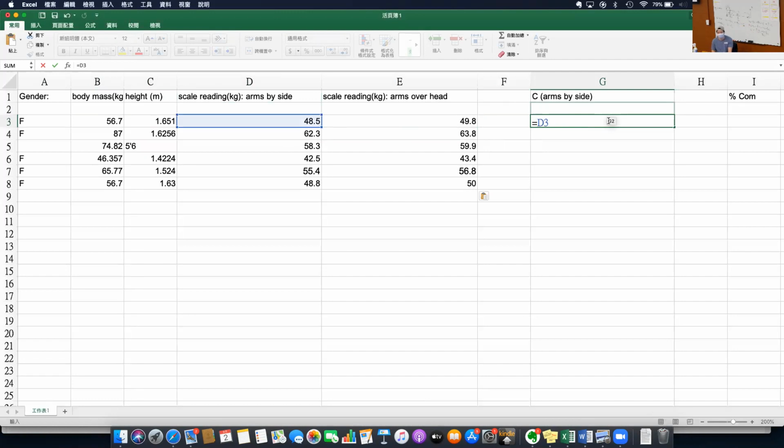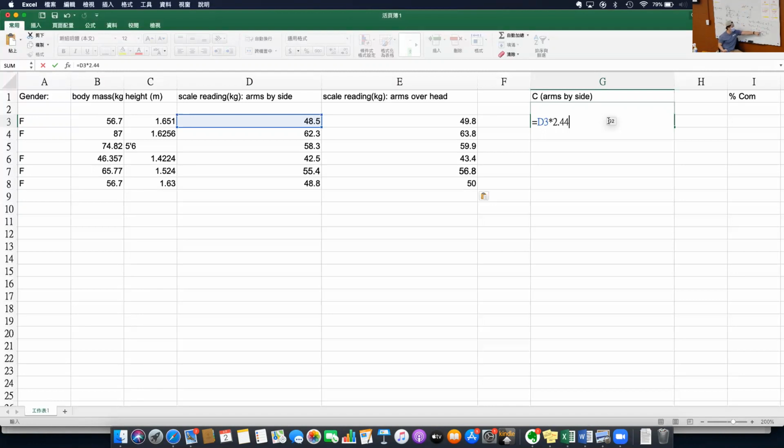D3. Okay, times L. What is L? L is the length of the board, right? And we just got it. The length of the board will be 2.44 meters, right? So we're typing 2.44.